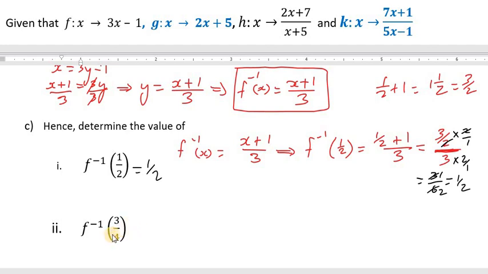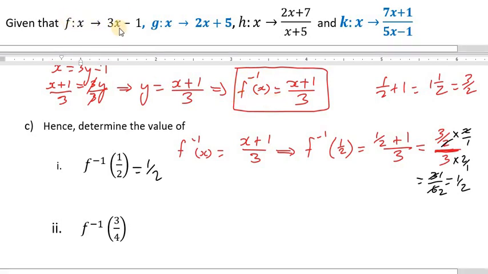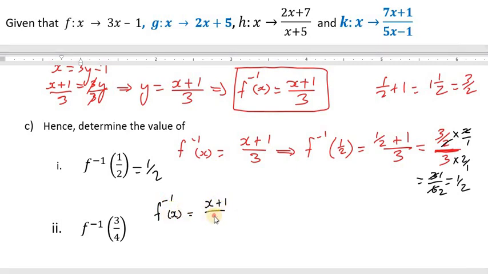Let's find f inverse of 3/4. So again, we're dealing with the inverse function. So we look for the inverse function and not this original function since we're talking about inverse. So I'll have the inverse function. I'll get that function which we worked out already. And we replace this x with the input value of 3 over 4 or 3/4.